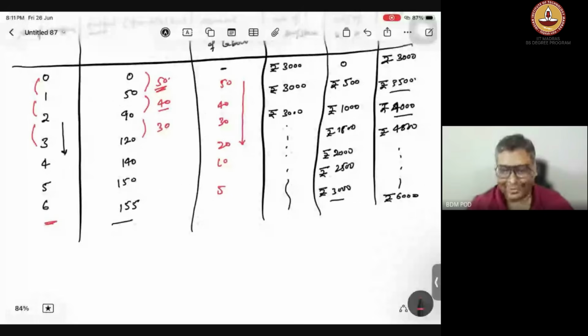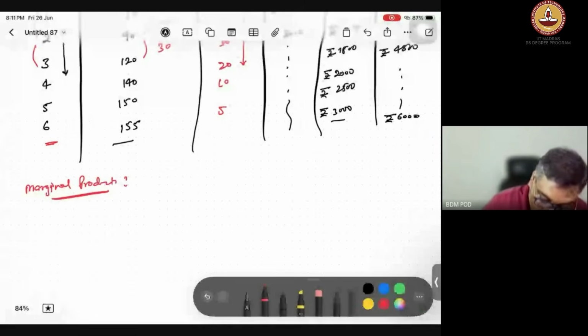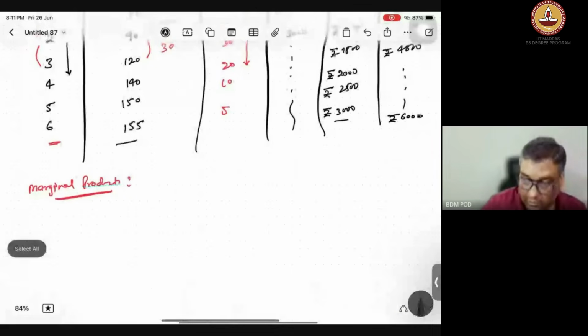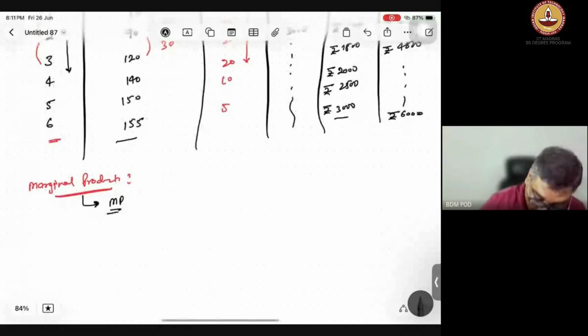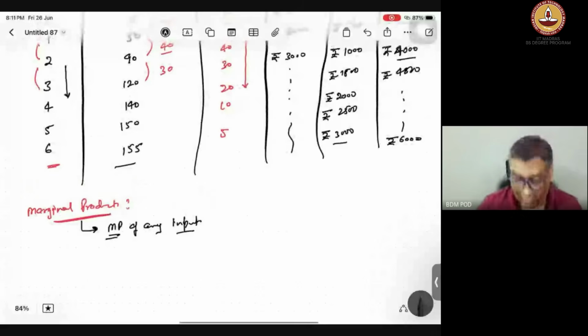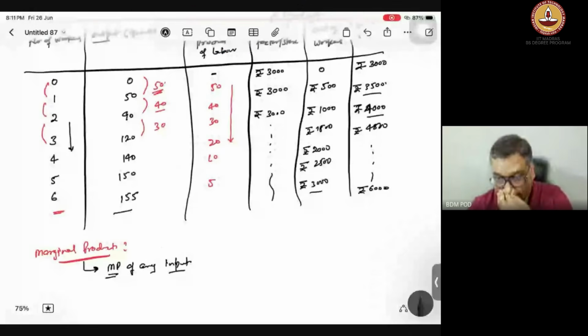So now I'm going to define marginal product. What do you mean by the marginal product? Here I'm going to write the definition of what I explained right now, so it will be helpful for you all to make a note. So, the marginal production of any input. Here, what input are we using? We are using workers as the input. But it might be any input, it doesn't matter. Any input in a production process.